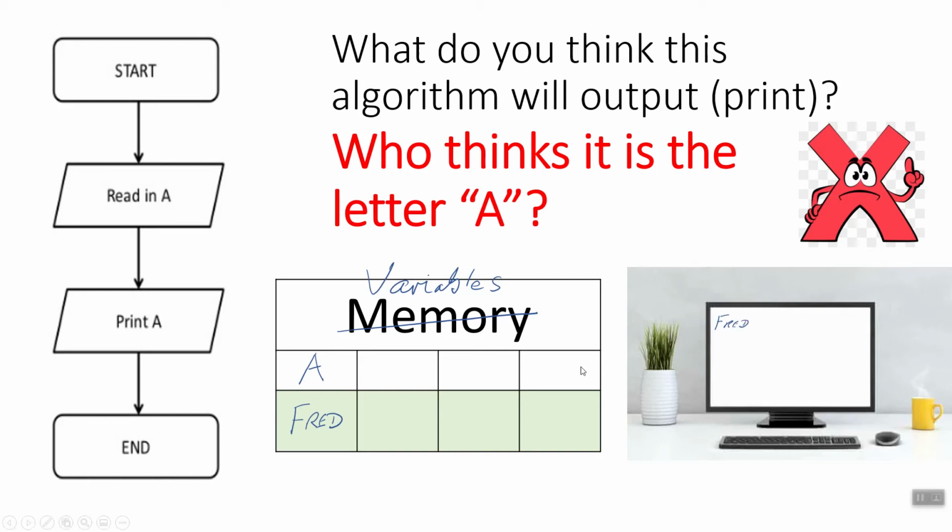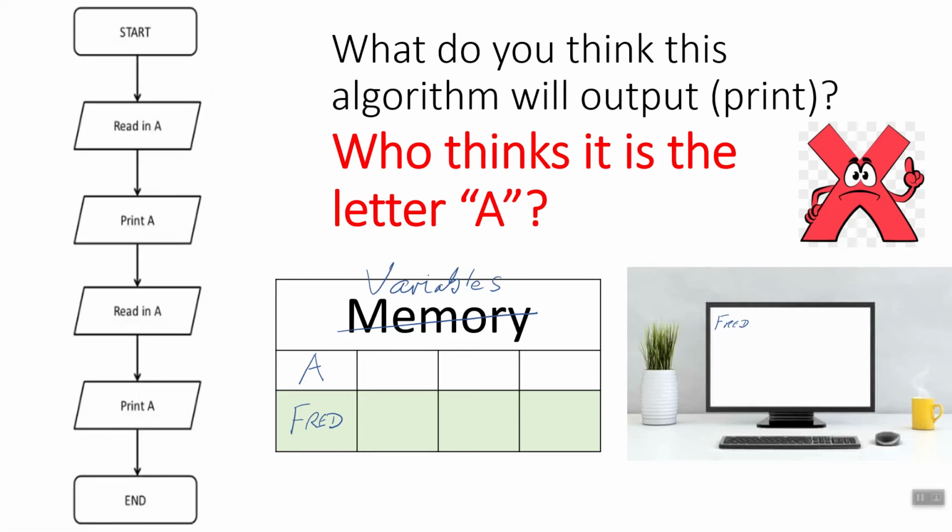Now, that's all well and good, but if we take our program on a little bit further, so now we've got the same program, read in A, print A, but then we read in A again and print A again before we end. So let's carry on and do what we just did. We did the read in A, so the user's typed in FRED, so FRED gets stored in this memory location A, and then it gets printed to the screen.